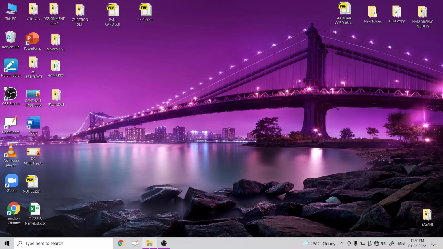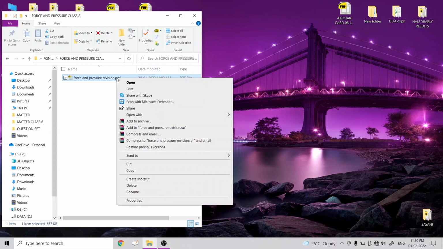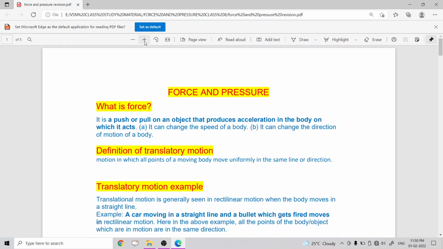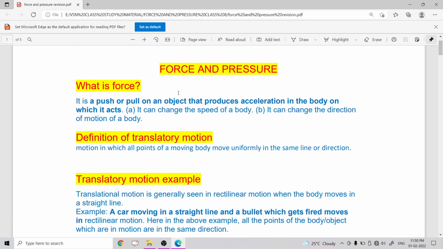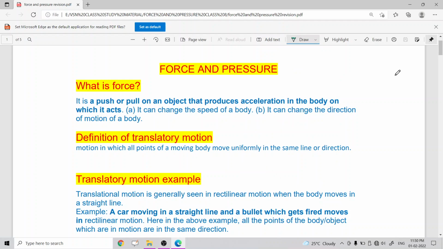Now today we are going to revise the chapter Force and Pressure. First of all, we will revise very quickly. First of all, you have to know what force is. So the first topic is: what is force?